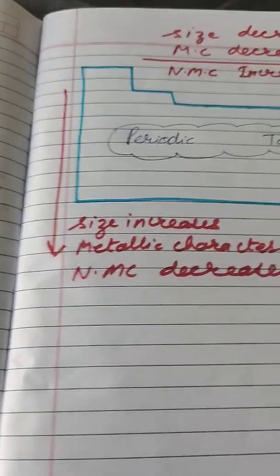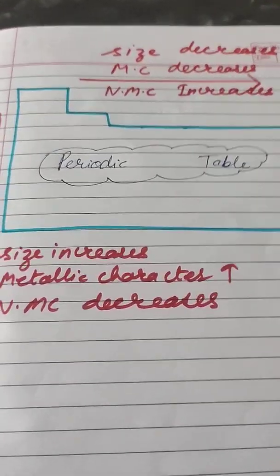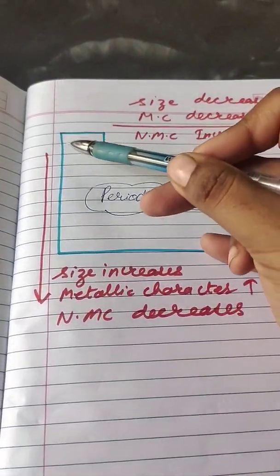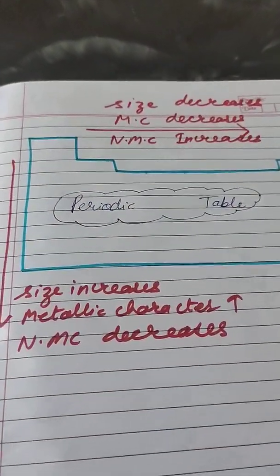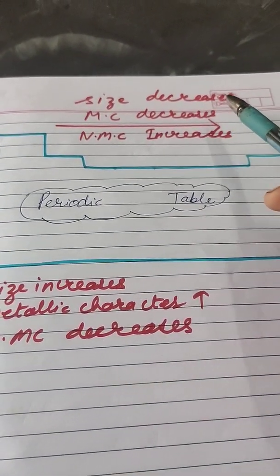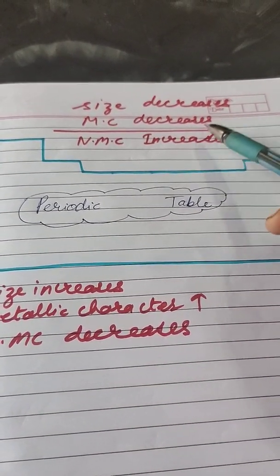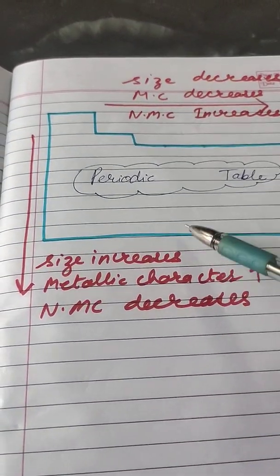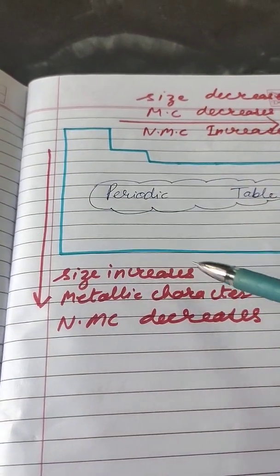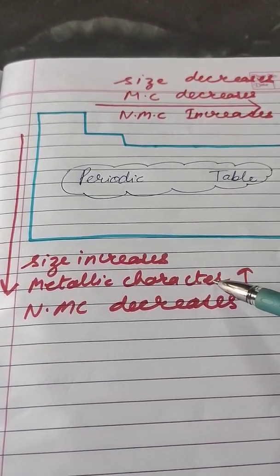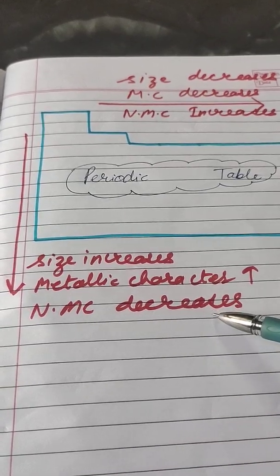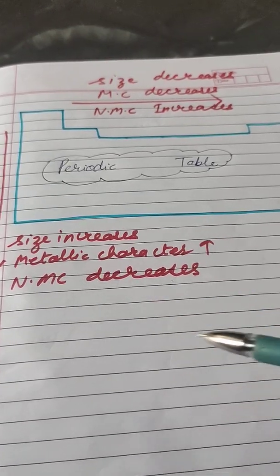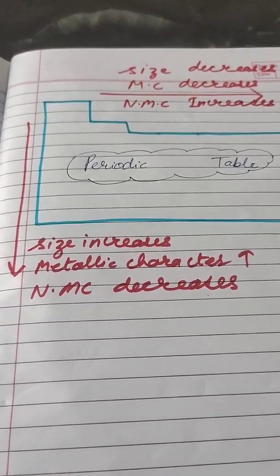Now let's recapitulate what we have done today in this video. So this is going to represent your periodic table. These are your groups, these are your periods. So in periods, what's happening? Size is decreasing, metallic character is decreasing, whereas non-metallic character is increasing. Whereas in groups, if I move from top to bottom, size is increasing, metallic character is increasing, whereas non-metallic character is decreasing. So this is how you're able to revise and recapitulate your trends.